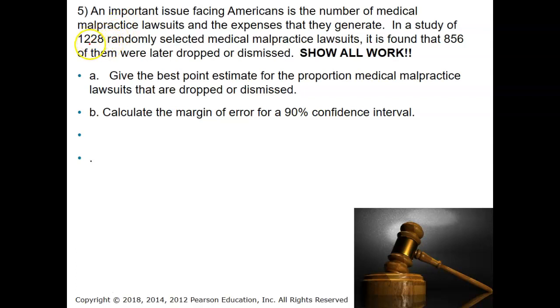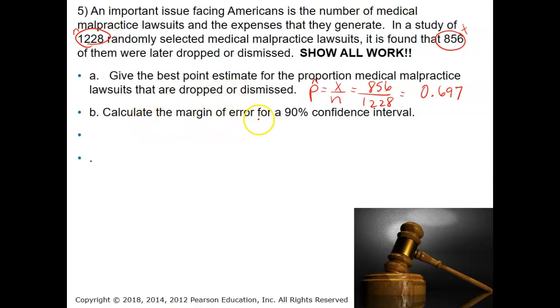Okay, so this one you've got an n here and you've got an x here that's given. So in part A, it says give the best point estimate. So our best point estimate is p hat, and p hat is x over n. So that's going to be 856 over 1228. And that's going to give me 0.697 for my best point estimate.